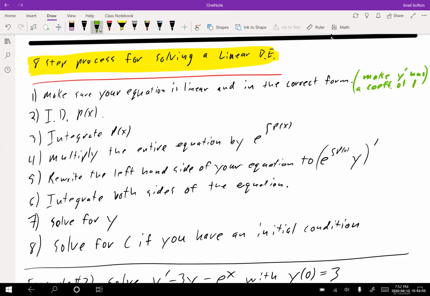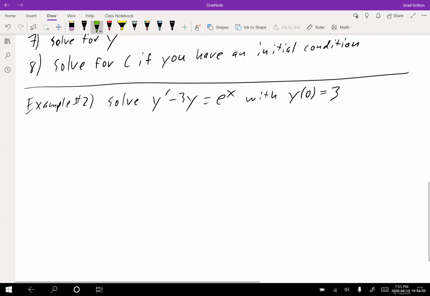You have to identify p of x, and then once you get p of x, you have to integrate it. And then you multiply the entire equation by e to whatever you found when you integrated p of x, okay? You rewrite the left and the right-hand side of your equation, okay, to e to the integral of p of x times y prime. Integrate both sides of the equation, solve for y, and then solve for c. So this is kind of a long process. So I'm going to go through it one by one with you on this one. So let's go through this problem.